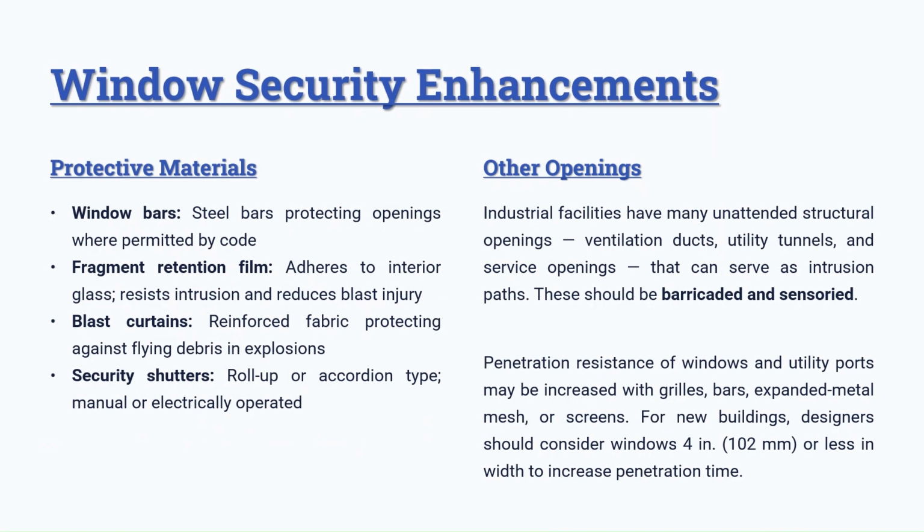To strengthen windows and openings, additional protective measures are often required. Window bars can physically block entry. Fragment retention films prevent shattering hazards, and blast curtains offer protection against explosions. Security shutters provide both physical and visual barriers, while proper design considerations such as limiting window size or using reinforced materials further enhance resistance. Other openings, such as vents or utility ducts, must not be overlooked. These are often unattended and can be exploited if not secured. In structural security, even the smallest opening must be accounted for because attackers will always look for the easiest path.